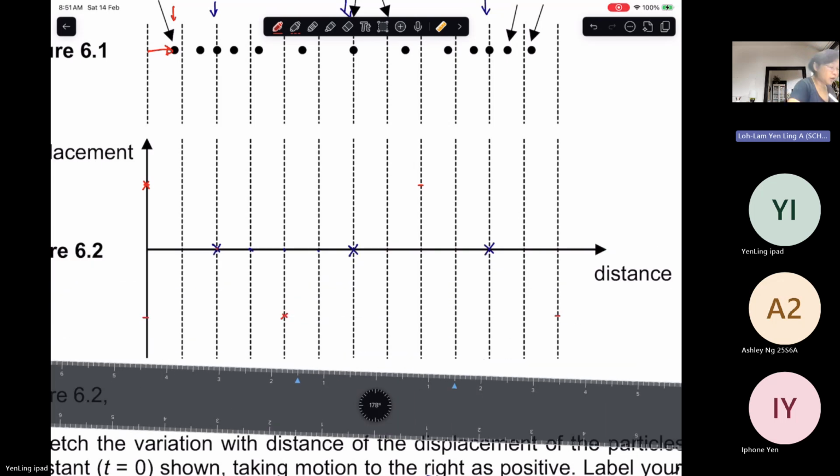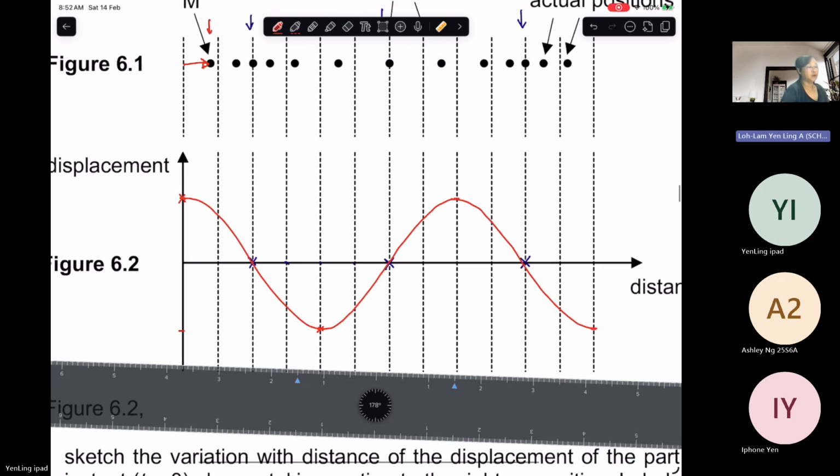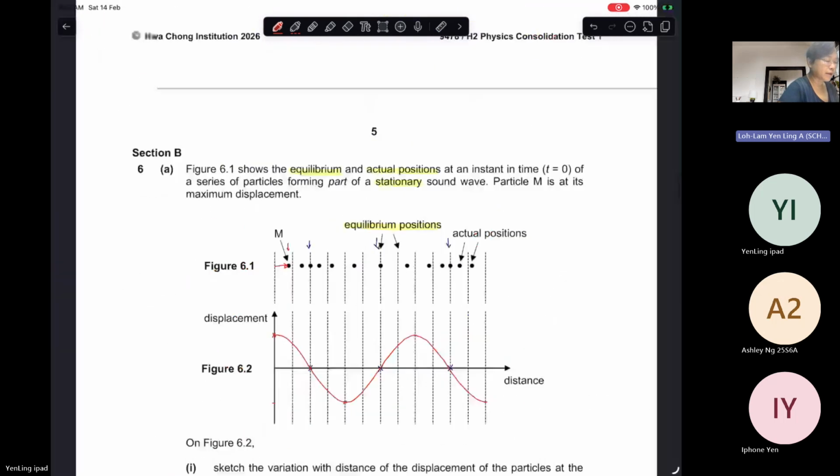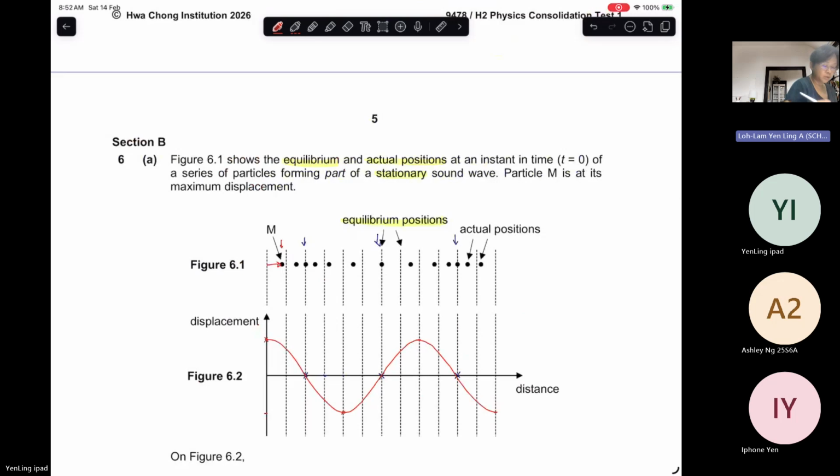Okay, and then once you've notched off all these marks, then you would join with a sinusoidal graph. So this is not a semicircle, so it would look something like this. So this would be the key features that we have. All right, and this is for actually at t equals 0. So this is t equals 0.